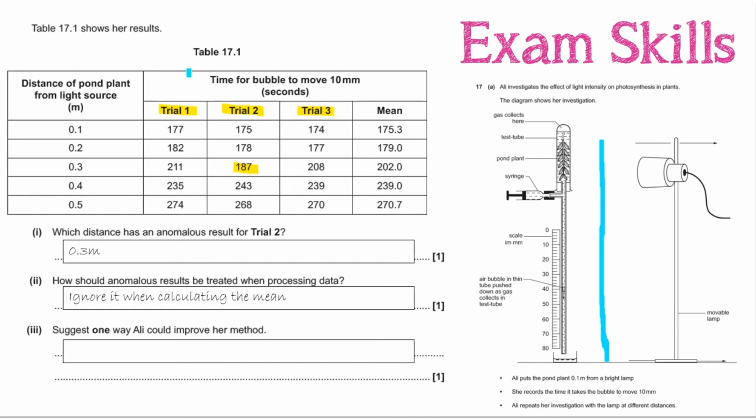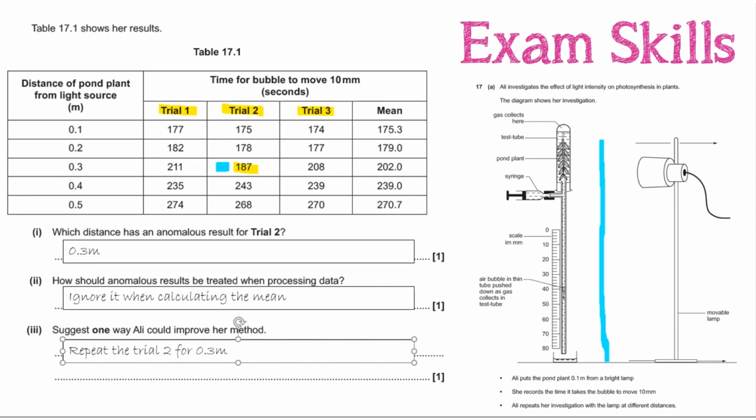We could also talk about the fact that we can repeat trial 2 for 0.3 meters, or we could talk about increasing the range of distances. We've only got 5 there, so we could just talk about the fact that we could do more distances or a greater range of distances. So all you need to do, because it's only 1 mark, it tells us one way in bold letters there, then just pick whichever one you want. So I'm going to go for repeat trial 2 for 0.3 meters. But any of those would be valid to get you the mark there.